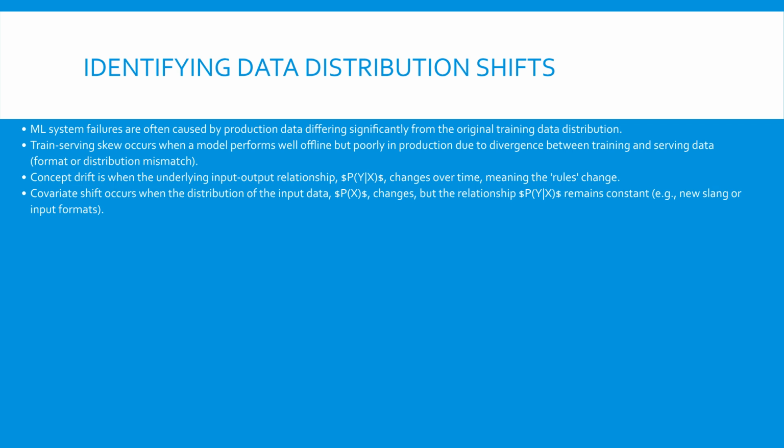What have we learned about data shifts? We learned that train-serving skew is when training data differs from real-world data, and shifts like concept drift change the rules, while covariate shift changes the inputs.